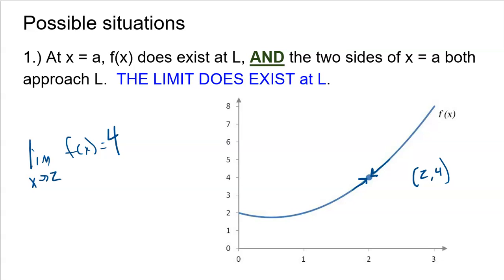So this is an example where there is a point at (2, 4). But remember, the presence or absence of that point does not determine the limit. I just want to make sure you note this is a situation where there is a point there and the two sides come together at that point. Life is beautiful. Life is great. The limit does exist, in this case, at 4.